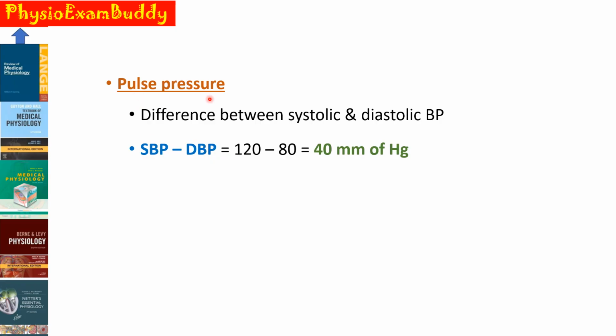Next, about the pulse pressure. It is just the difference between systolic and diastolic BP. So if a person has a systolic blood pressure of 120 millimeters and diastolic blood pressure of 80 millimeters of mercury, then his pulse pressure will be systolic BP minus diastolic BP, that is 120 minus 80, which is equal to 40 millimeters of mercury.